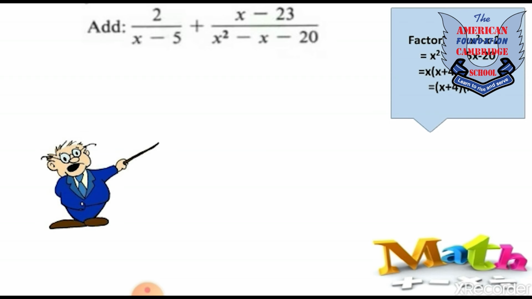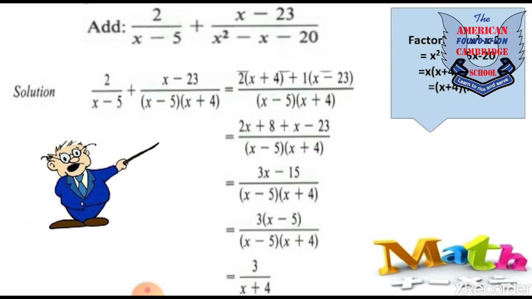So coming to the first step again, 2 upon x minus 5 plus x minus 23 upon (x minus 5) into (x plus 4). You can write (x minus 5) into (x plus 4) in place of x square minus x minus 20 after factorization. Now your second step should be to make both denominators the same.